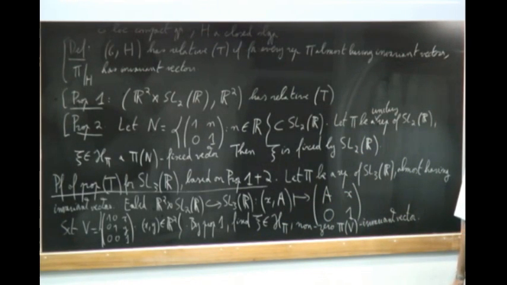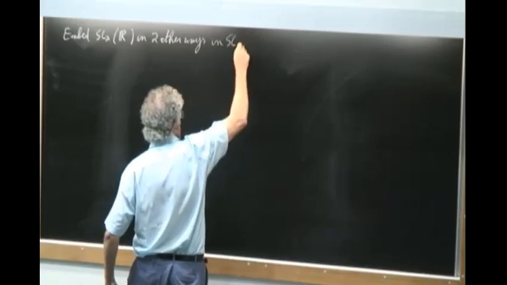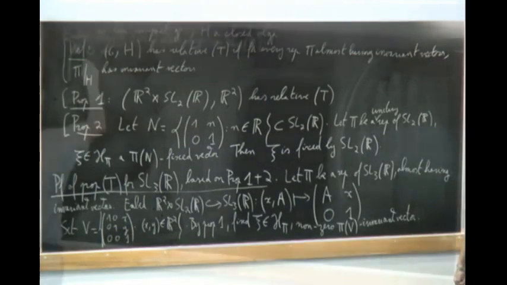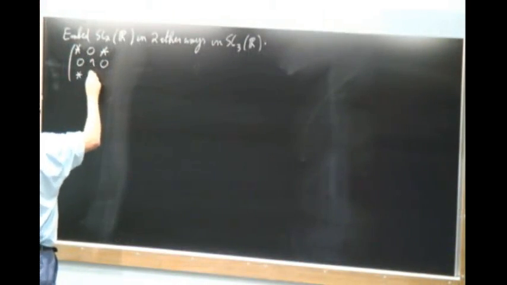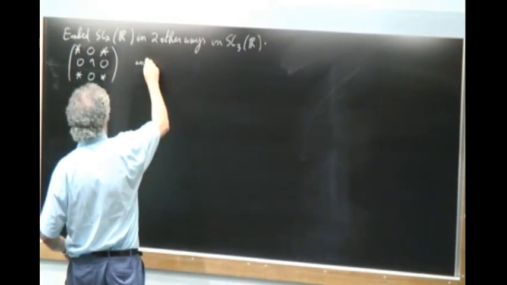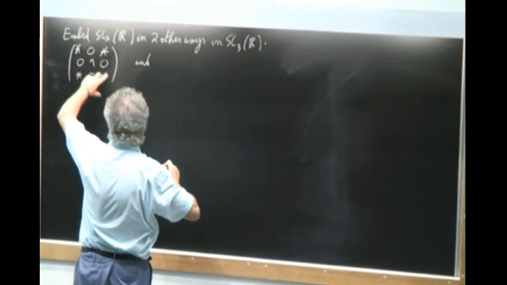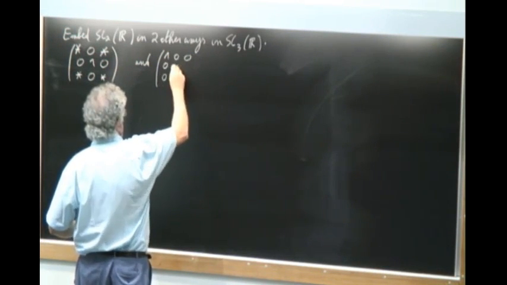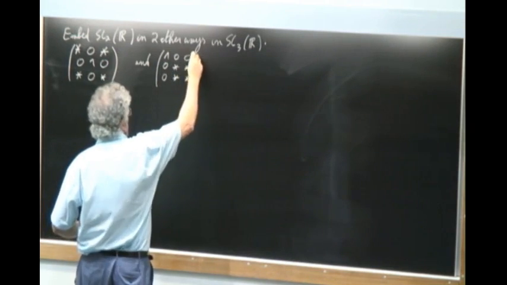And to do that, we embed SL2R in two other ways in SL3R. The first is like this, and the other one is by putting SL2R in the lower right corner. So it's 1, 0, 0, like that.